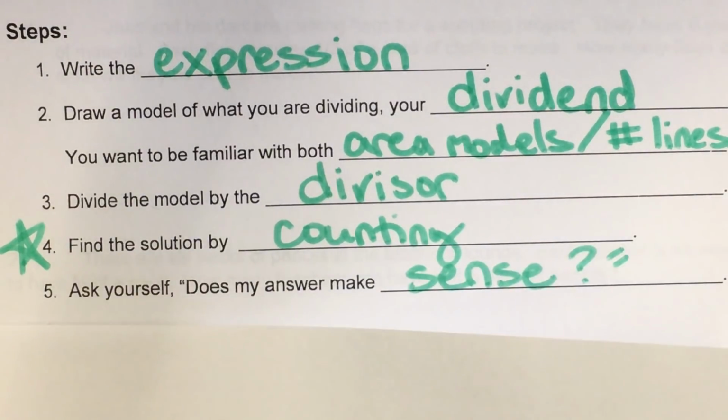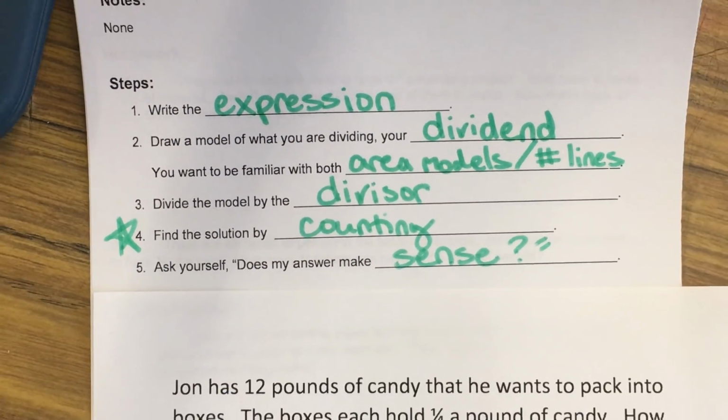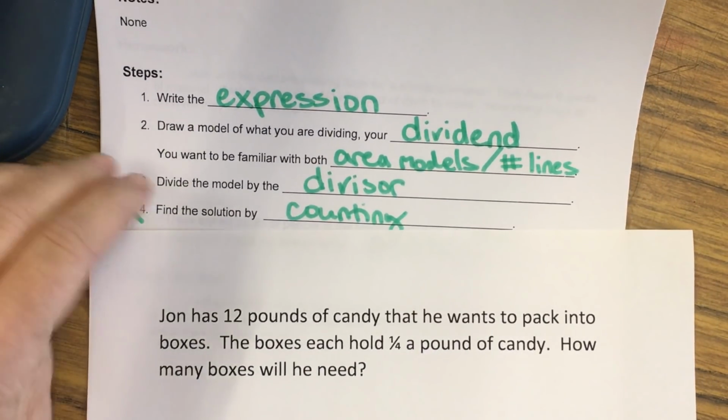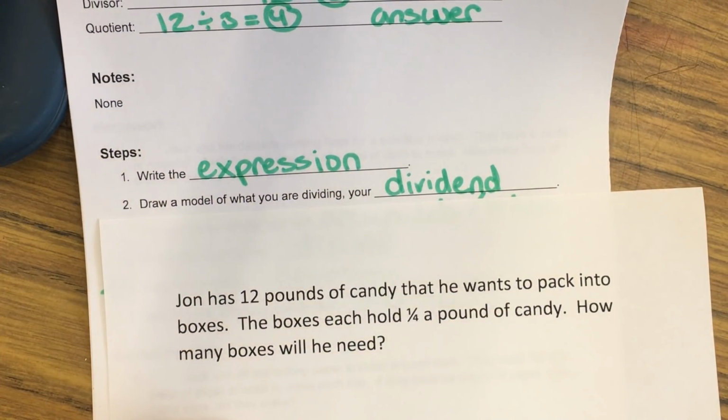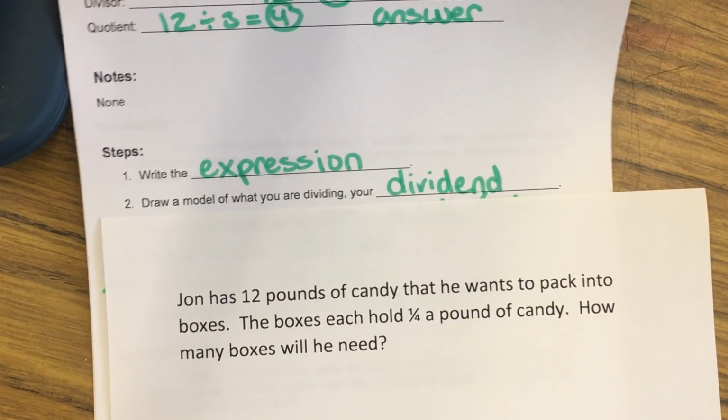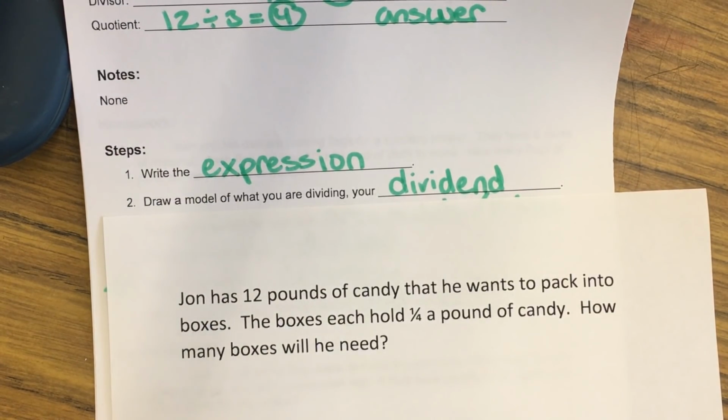Okay, so what does this actually look like? Let me zoom out so you can see my steps and my problem. Okay, my first step says I'm going to write my expression. So let's read my problem. John has 12 pounds of candy that he wants to pack into boxes. The boxes each hold 1/4 pound of candy. How many boxes will he need?